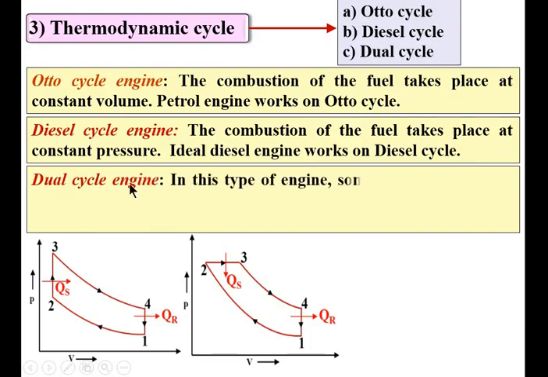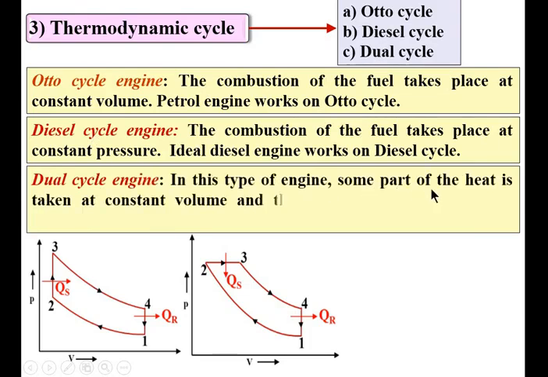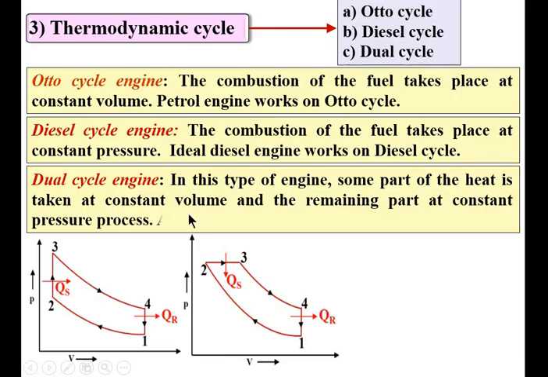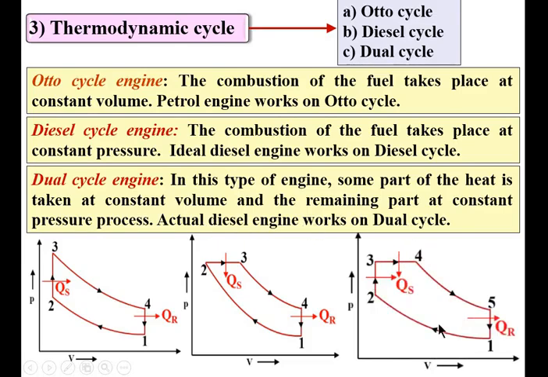Next, third one, dual cycle. In this type of engine, some part of the heat is added at constant volume and the remaining part at constant pressure. Actual diesel engine works on dual cycle. So look at this figure of the dual cycle on PV diagram.